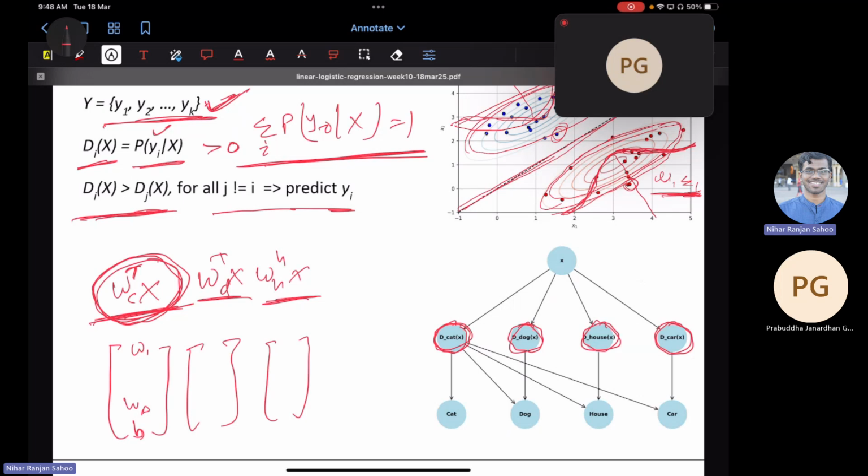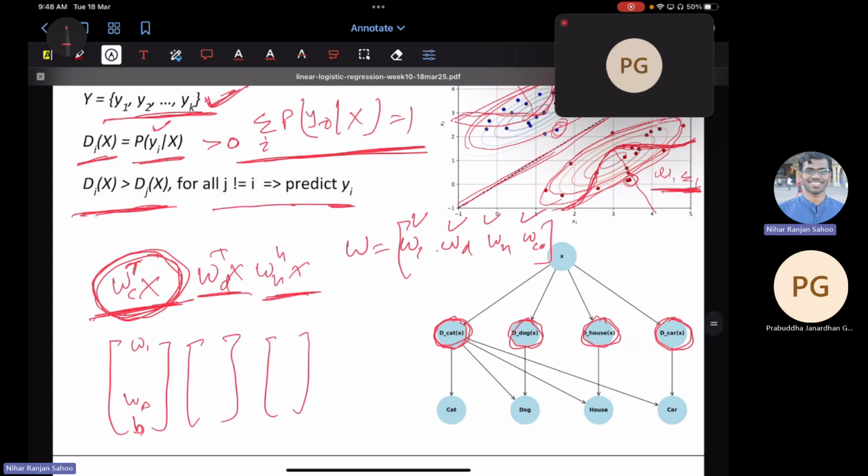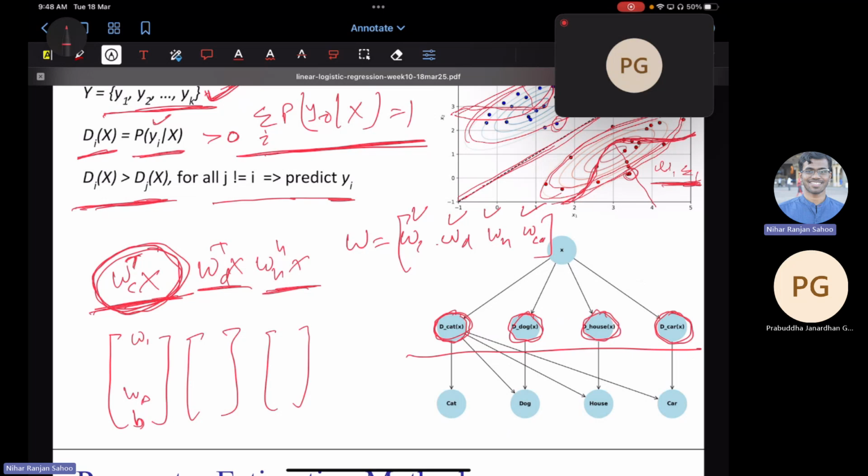So we are not learning only one W here. Overall, the W is WC, WD, WH, W car. There are four different W vectors, as compared to yesterday, when we had only one W vector. We have four W vectors in this scenario, right?